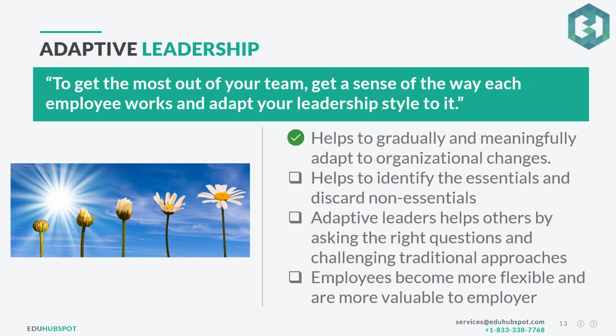Now, if you are in a waterfall model, in a predictive world, and you want to move to agile, you need adaptive leadership. It helps to identify the essentials and discard the non-essentials. A lot of times, I personally, as a project manager, worked with my team to create unnecessary documentation. Nobody read it. So in agile, you discard the non-essentials and focus only on the essentials. Adaptive leaders help others by asking the right questions and challenging traditional approaches. That's exactly what we do.